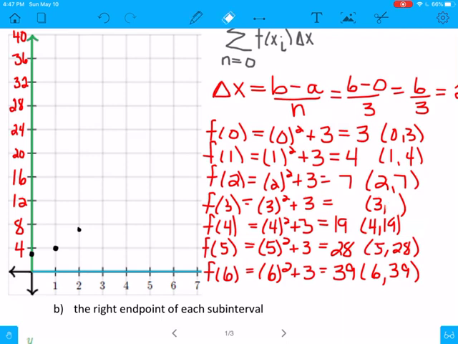And erase this. 3 and 12, because 3 squared is 9 plus 3 is 12. 3 and 12. 4 and 19. 5 and 28. And then 6 and 39. So I'm going to try and connect these.